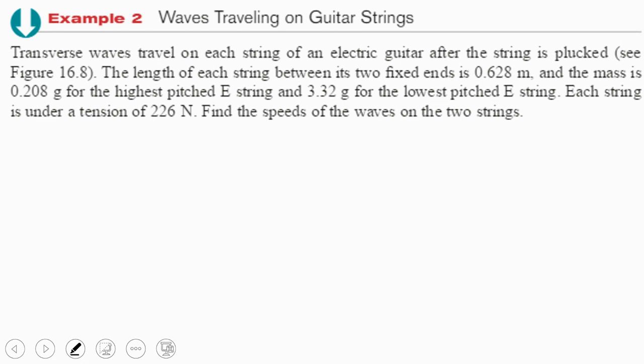It says that the length of each string between its two fixed ends is 0.628 meters, and the mass for the highest pitched E string is 0.208 grams, and the mass for the lowest pitched E string is 3.32 grams. Each string is under a tension of 226 newtons, and it wants us to find the speeds of the waves on each of the two strings.